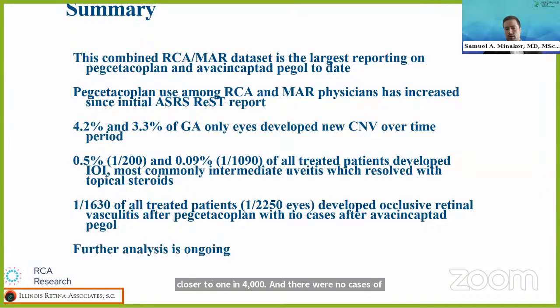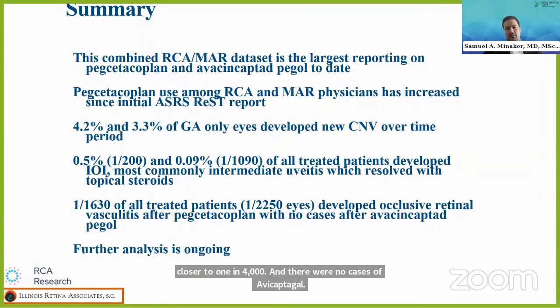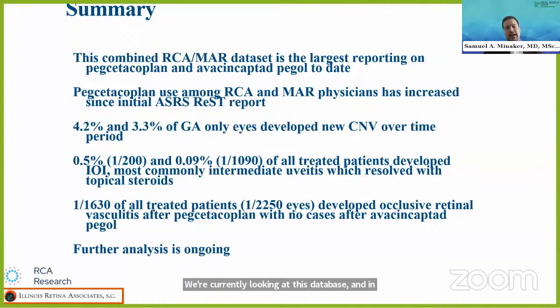We're currently looking at this database, and in particular, the patients with neovascular AMD and atrophy. Ed Wood and Austin Retina is going to be looking at this cohort, and we're hoping to have imaging data on all those patients as well at around Q1 of 2025.